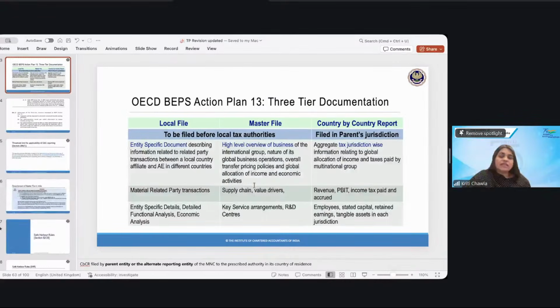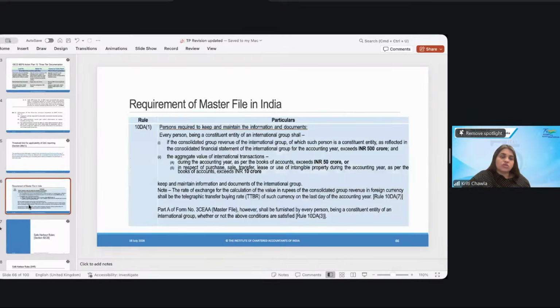Now, there is a threshold for master file also. Now, this is Rule 10DA sub Rule 1, which talks about the requirement of master file in India. Now, every person, which is, let's say, a constituent entity of an international group, now, if the consolidated group revenue of the international group, of which this person is a constituent entity, this group revenue coming from consolidated financial statements, if it exceeds 500 crore, then master file will be applicable.